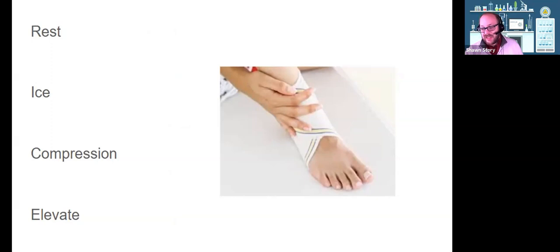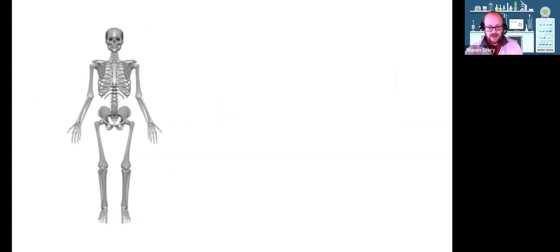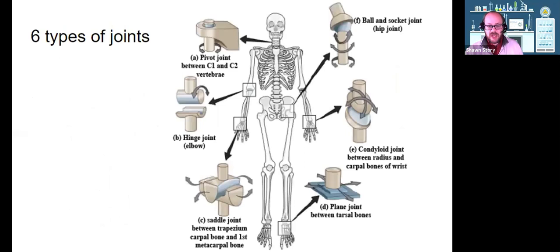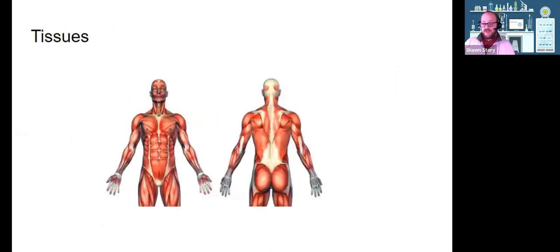All right, so that is joint. So we've done bones. We've done our different joints, all those connectors. Now we're going to move on to tissues and muscles throughout the human body. We now have even more. So we're kind of going from small to bigger, right?